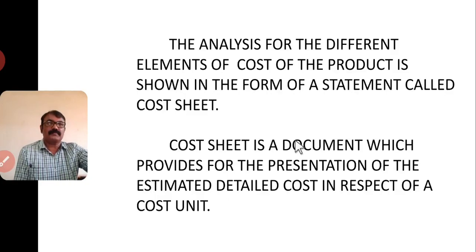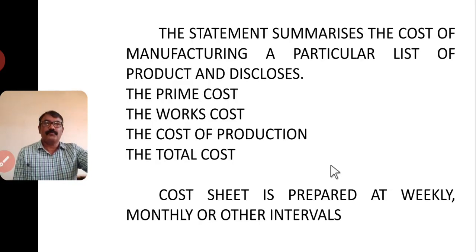Preparation of cost sheet. The analysis of the different elements of cost of the products is shown in the form of a statement called cost sheet. Cost sheet is a document which is provided for the presentation of estimated cost details in respect of a cost unit. The statement summarizes the cost of manufacturing a particular product and discloses the prime cost, factory cost, and total cost.